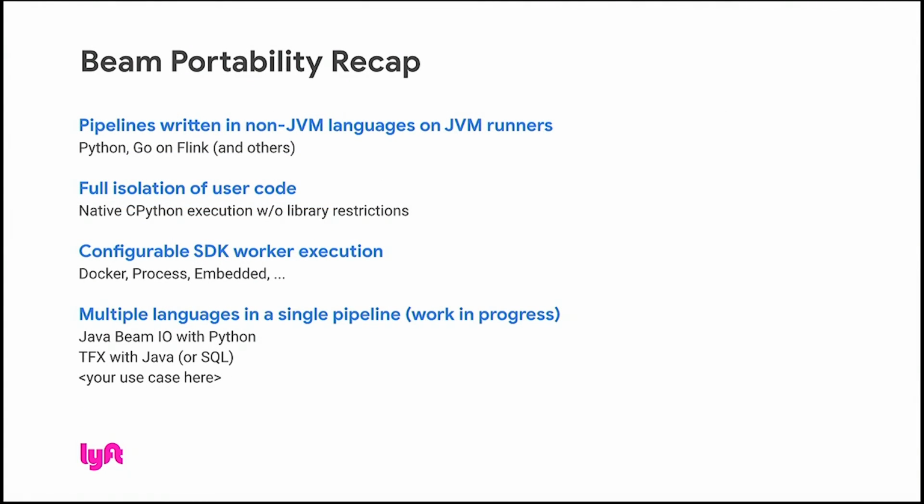So to recap Beam portability, we can now write pipelines in non-JVM languages and still have them run on JVM runners like Flink. And Python on Flink is one example. The user code is fully isolated, so there is no restriction for the Python users, which libraries they can use. And the execution of those workers is also flexible. For example, the default is Docker in Beam, and it's a very flexible way of deploying your dependencies.